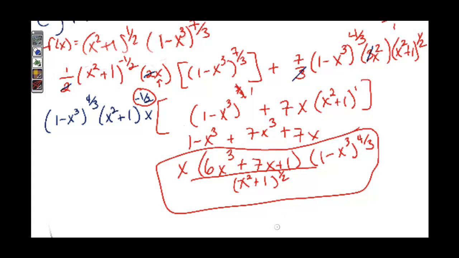I hope this has clarified any confusion that you might have over the product rule. Practice, practice, practice. Thank you and have a nice day.